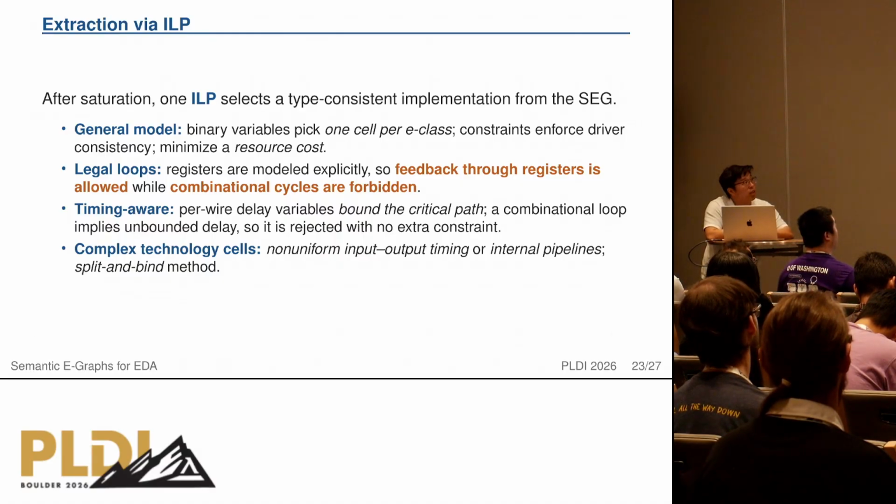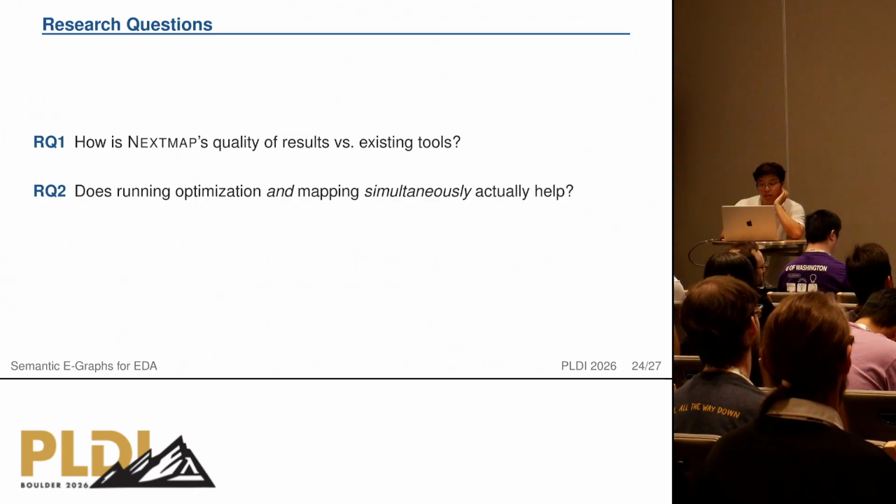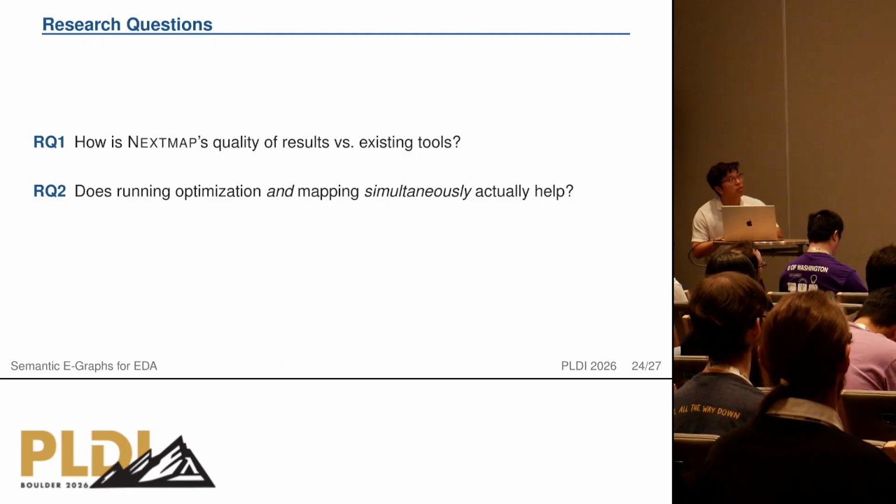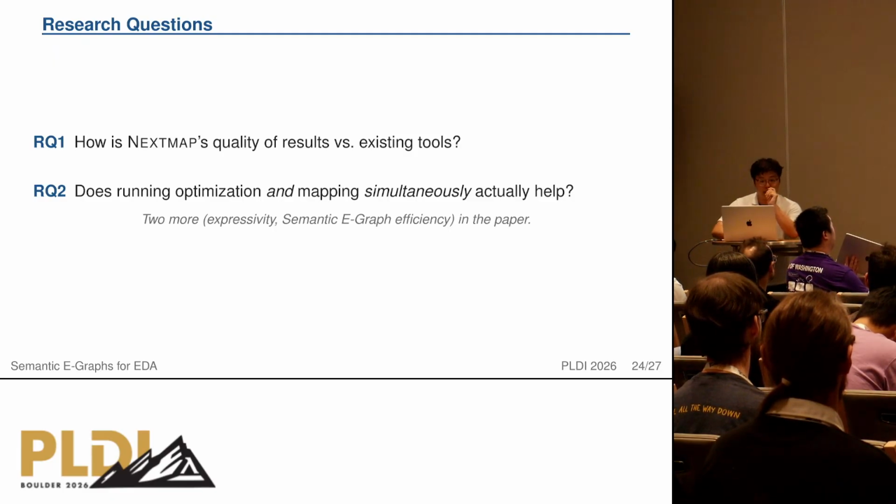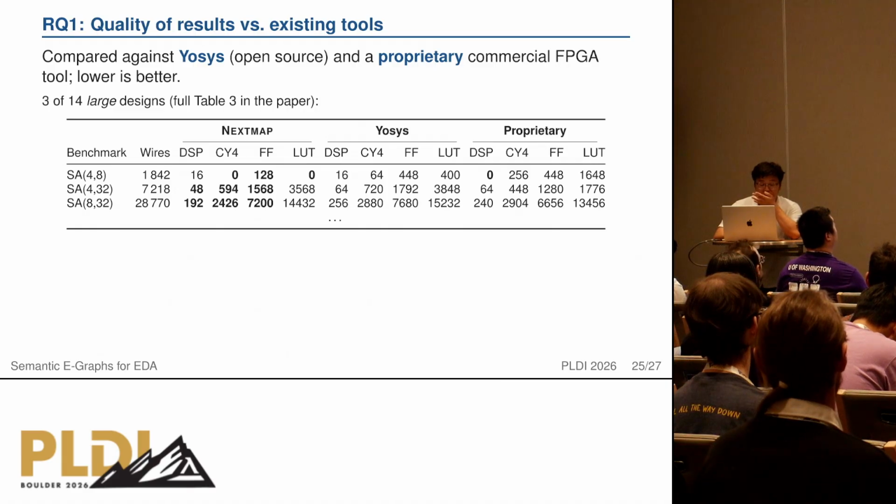And for the complex technology cells, we deal with non-uniform input-output timing and internal pipeline issues with the split and bind method. For our evaluation, we have two research questions. The first one is Nextmap's quality: how is the quality compared to the existing tools? And the second question is, does running optimization and mapping simultaneously actually help? We have two more in the paper.